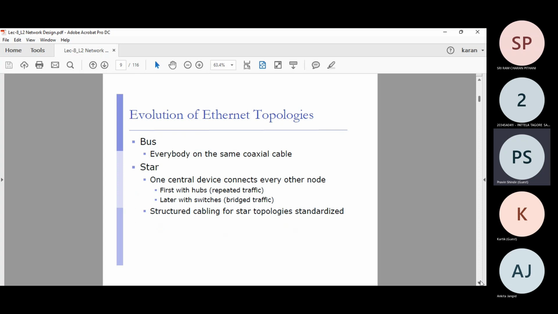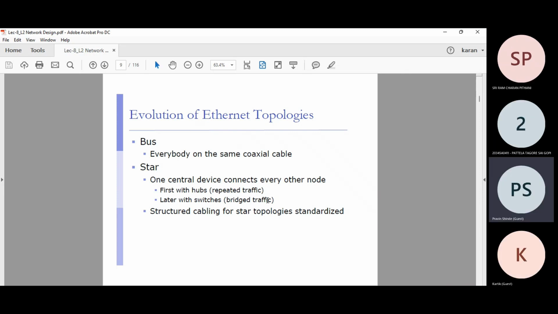See, the evolution of Ethernet topologies. The first one is the bus: everybody on the same coaxial cable. Then star topology: one central device connects every other node, first with hubs, later with switches. Then structured cabling became the standard for star topology. So these are the types of Ethernet topology. Bus and star are very old, primary topologies.